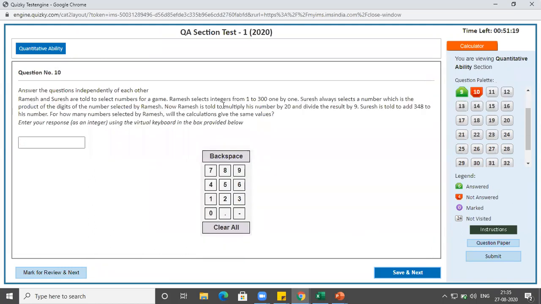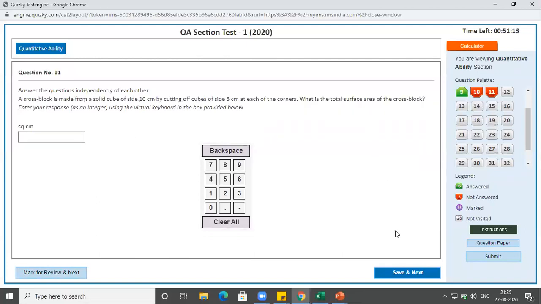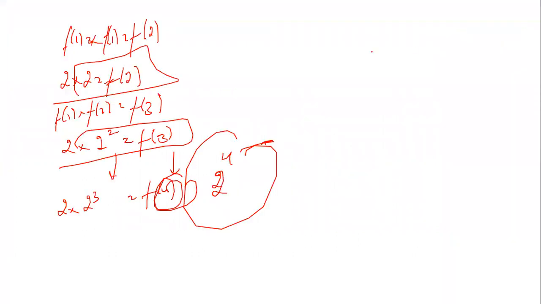Got it. Ramesh and Suresh told to select numbers for a game. Okay, this looks a bit long and laborious. Let's do it later. A cross block is made from a solid cube of side. A cross block. Okay, cross block has something like. I don't know if I can draw this. So you guys try to draw this 3D figure. It looks something like this. Cross block.